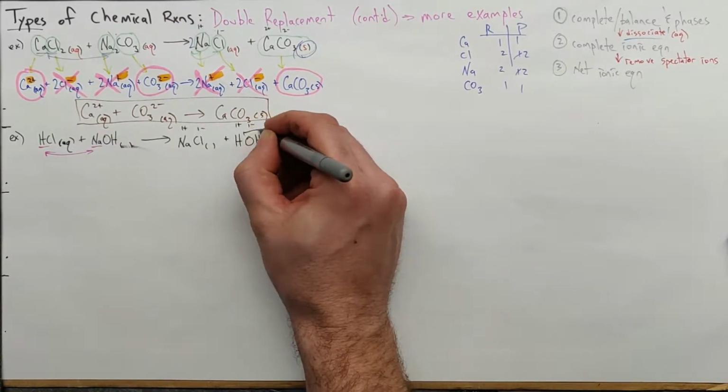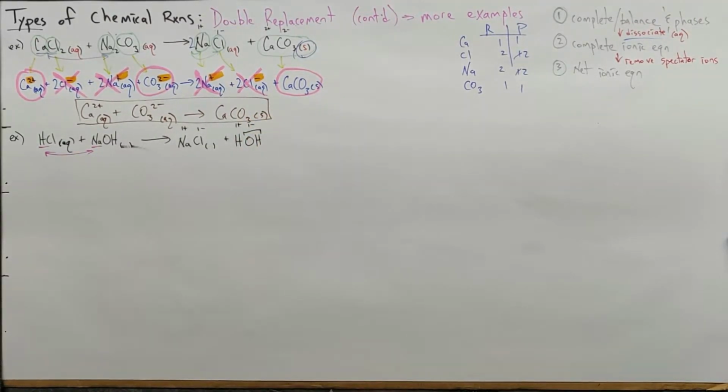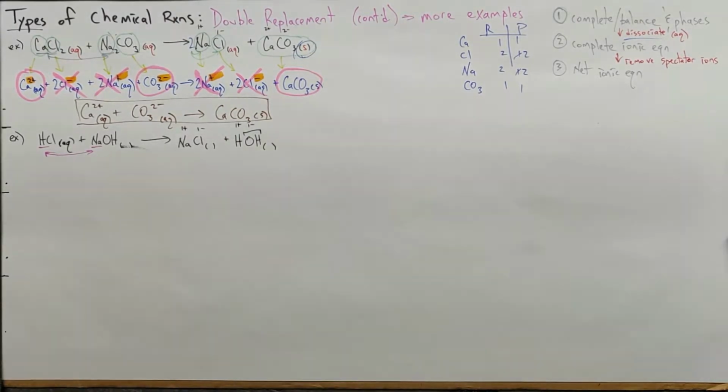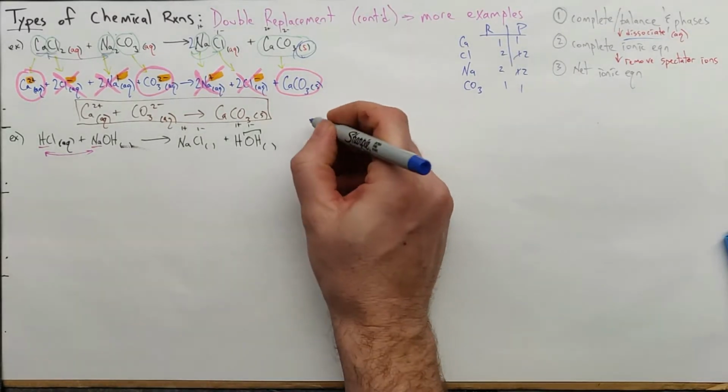You can't see it, but I'm laughing because HOH is water, right? It's actually a little easier to balance if we leave it as HOH, but it certainly wouldn't hurt to put it as H2O. And we do need to leave room for our phases there. Okay, so that's where we are on that one. Let us balance it, and then we can fill in the phases and see where things go from there.